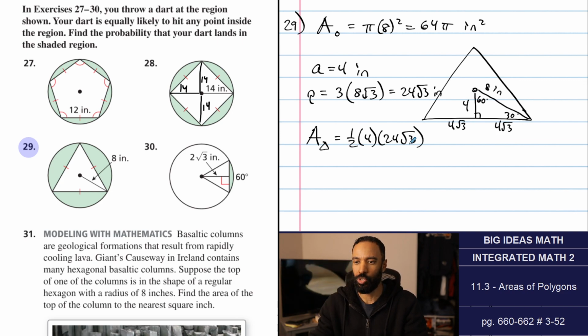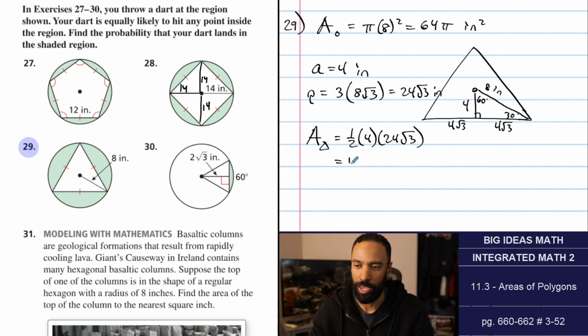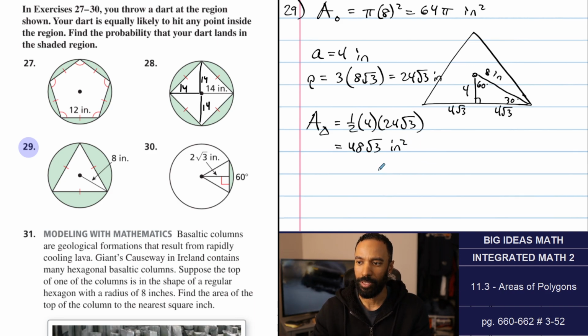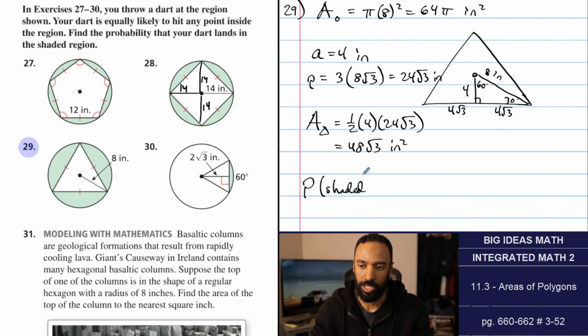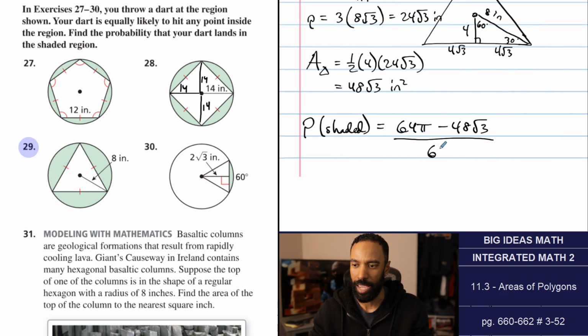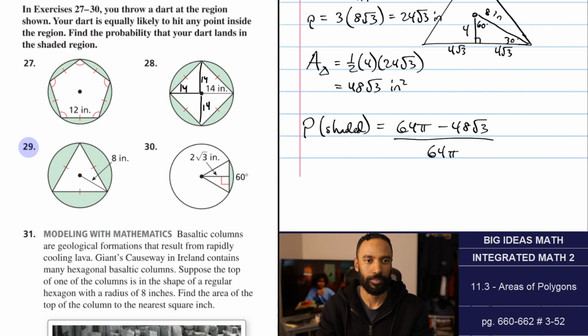Half of 4 is 2 times 24 is 48. So you get 48 root 3 square inches. So as far as the probability of the shaded region, which is that outside part, probability of shaded, we're going to take the area of the circle minus the area of the triangle, the equilateral triangle, and divide it by the area of the circle.